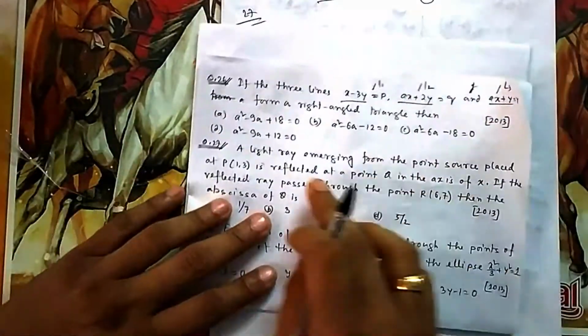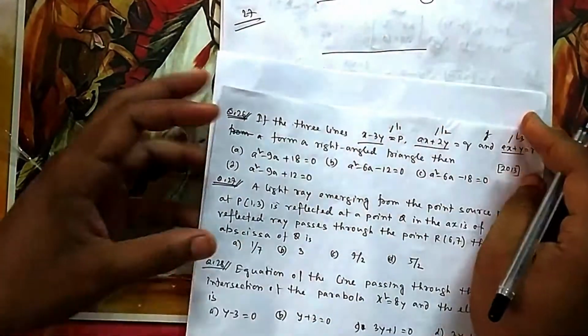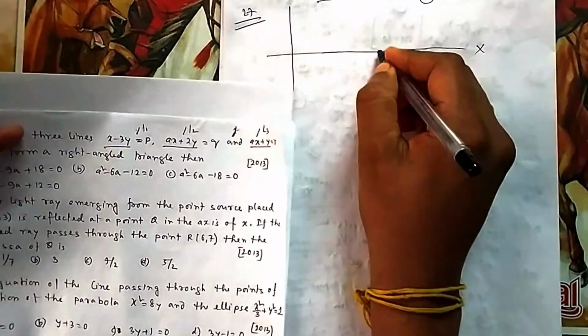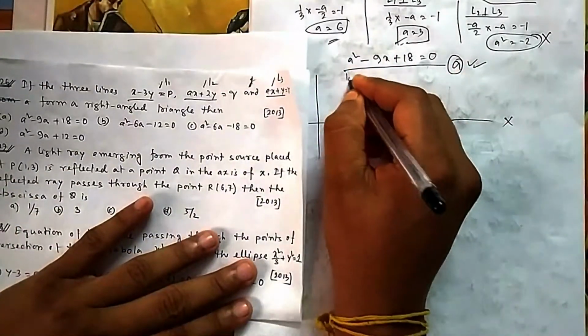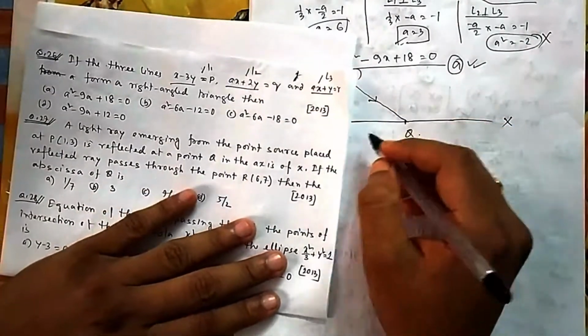27. A light ray emerging from a point source is reflected at Q on the x-axis. Suppose this is my x-axis and suppose this is the point Q. A ray emerges from a light source placed at 1, 3. Suppose there is a point 1, 3. A ray is coming from here and it is reflected.